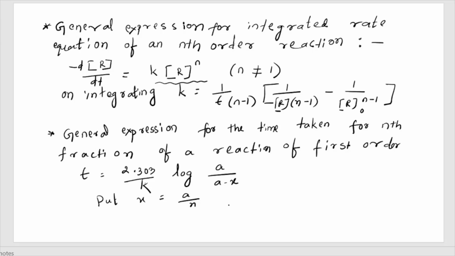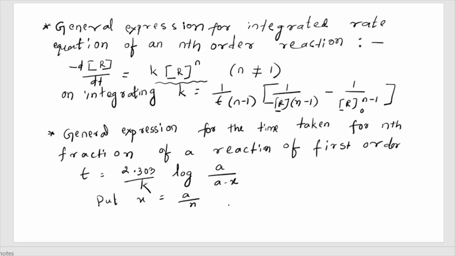Then come to the general expression for the time taken of nth order, generally A by A minus x. Remember, A is the initial concentration and A minus x is the left behind concentration of the reactant, and x is used or consumed or reacting. So these are the moles. So what is the answer then? T equal to 2.303 by K log A by A minus x.